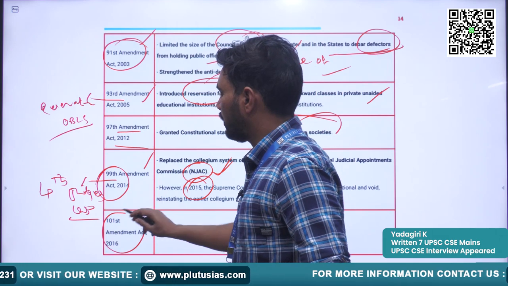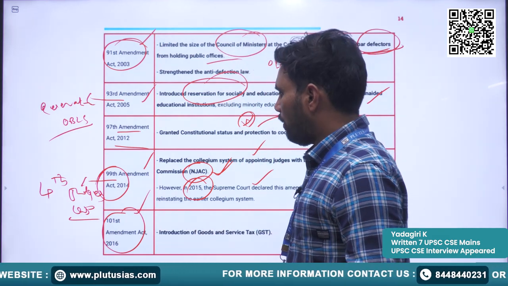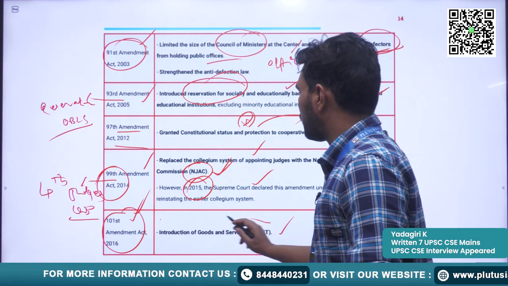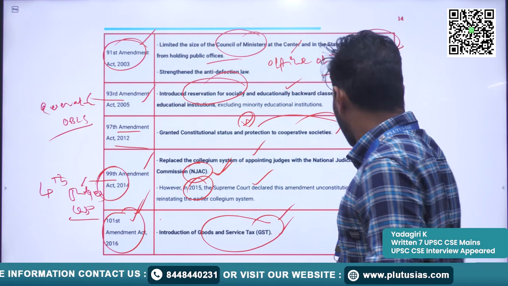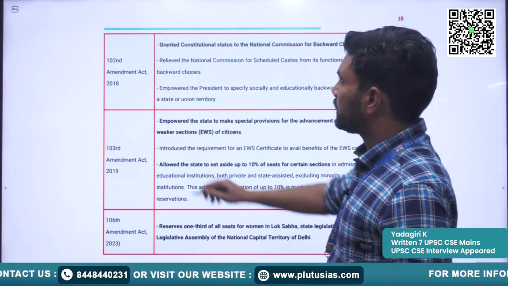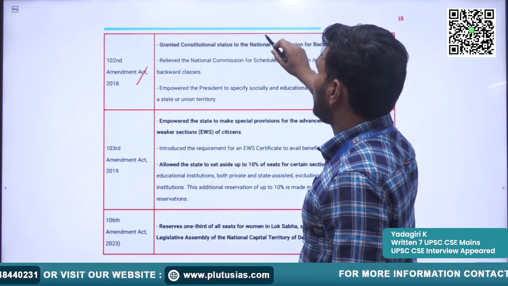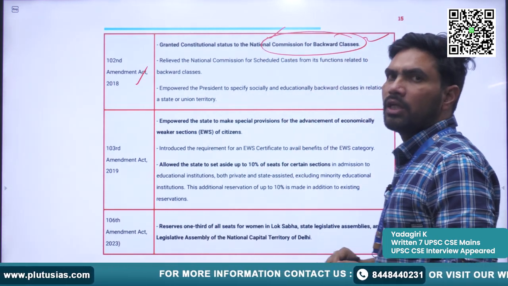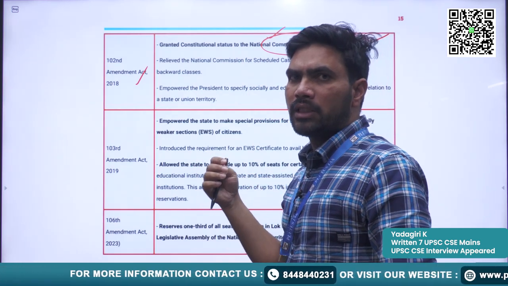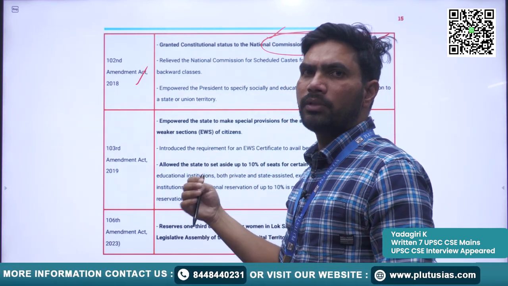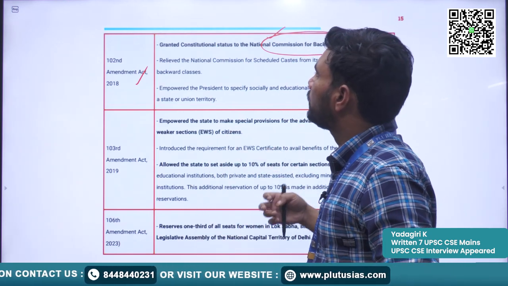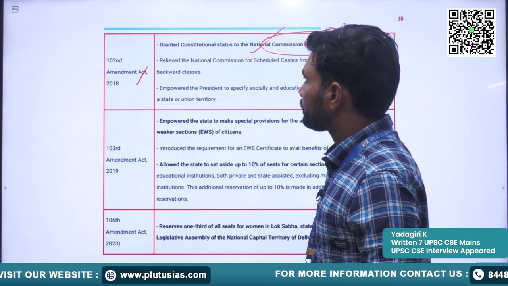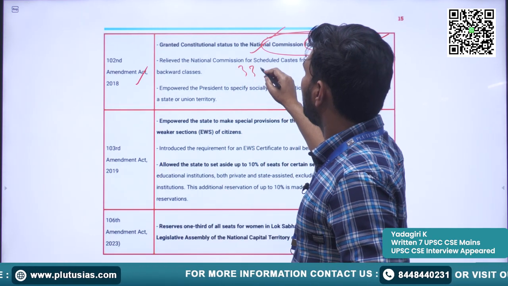Right. Another important amendment, the 101st Amendment. Through this amendment, the introduction of the Goods and Services Tax has been made possible. Right. Next is the 102nd Amendment. It granted constitutional status to the National Commission for Backward Classes. We have seen there is a National Commission for Scheduled Castes and a National Commission for Scheduled Tribes. On similar lines, a National Commission for Backward Classes was also created. Right. The article is 338B.